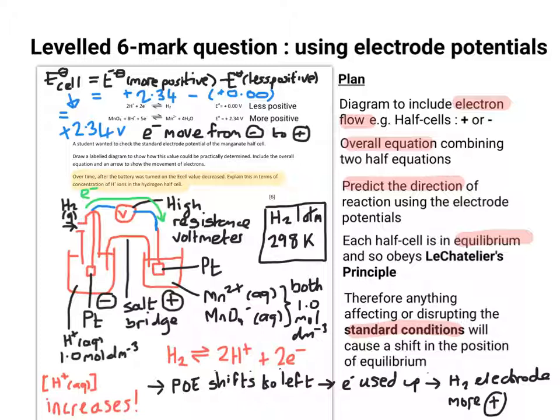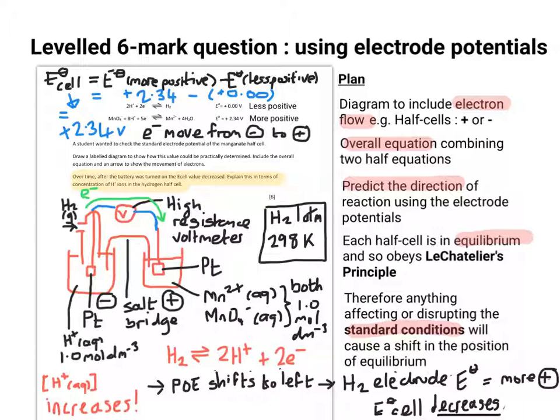So if the hydrogen electrode becomes more positive, the difference between the two electrode potentials will go down. So if the hydrogen electrode's electrode potential becomes more positive, this makes the overall cell potential, or Ecell, a lower value, so it decreases, like the question says.